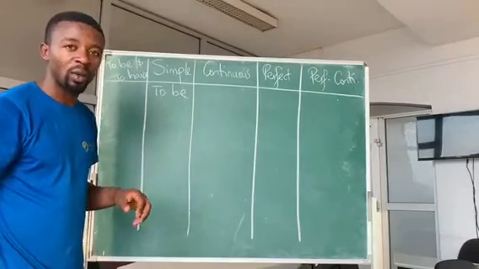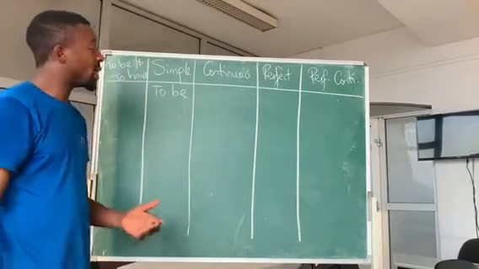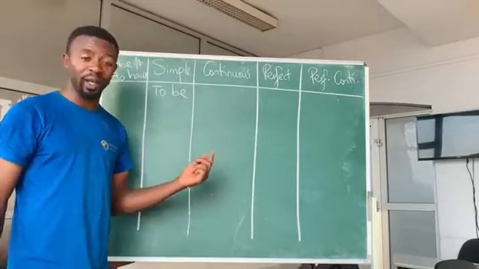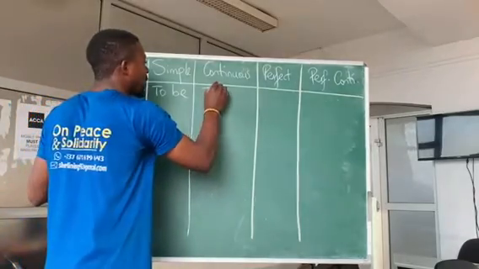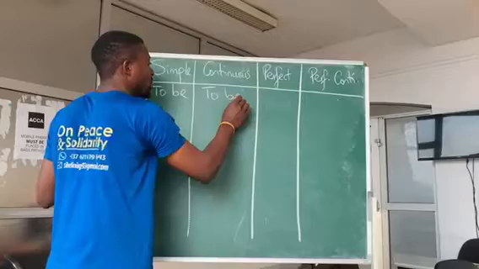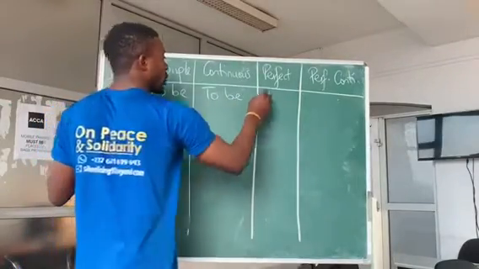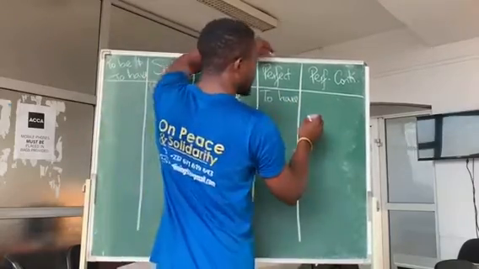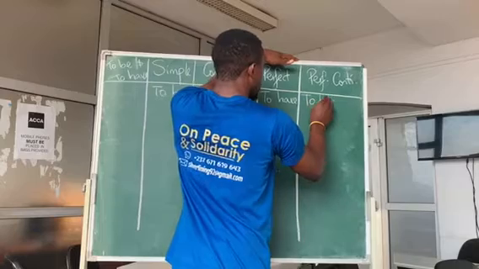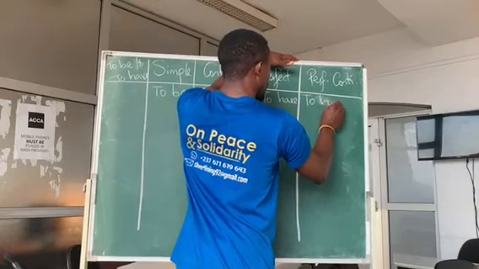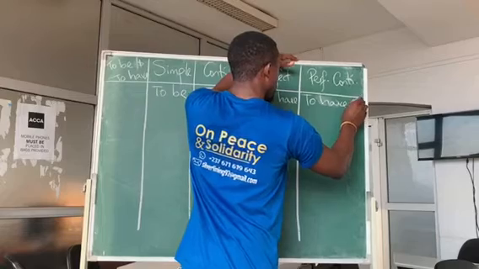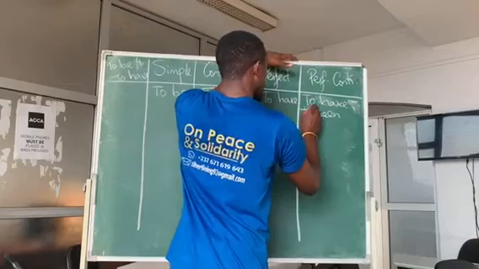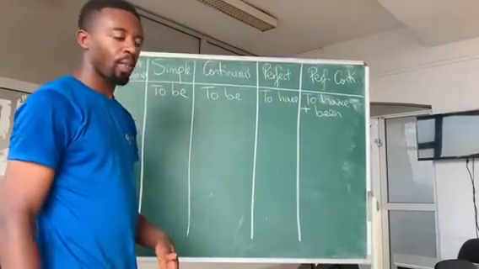If you want to conjugate a verb in any tense that has to do with the continuous aspect, you will still use the verb to be. For the perfect, you use the verb to have, and for the perfect continuous, you use the verb to have plus be. Let's put it here. Plus be.